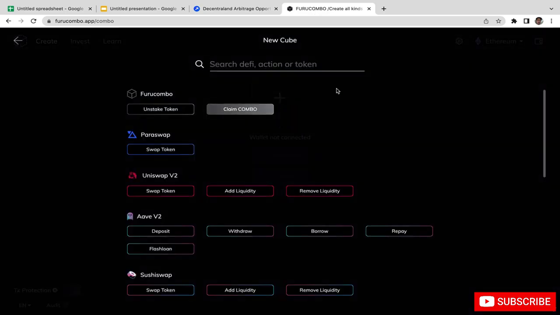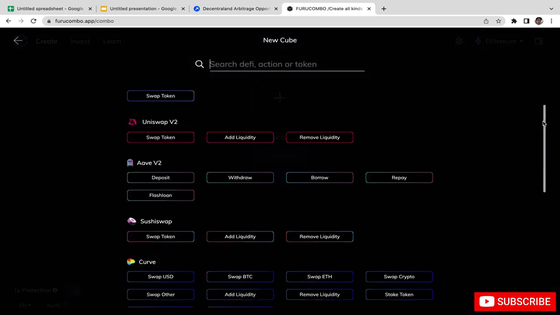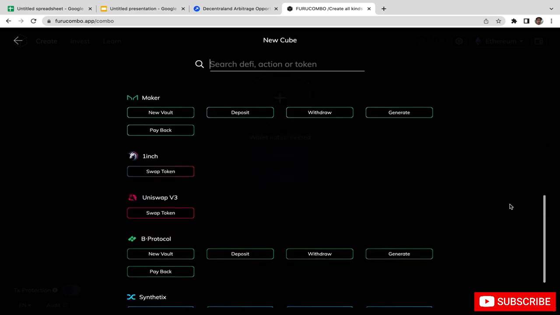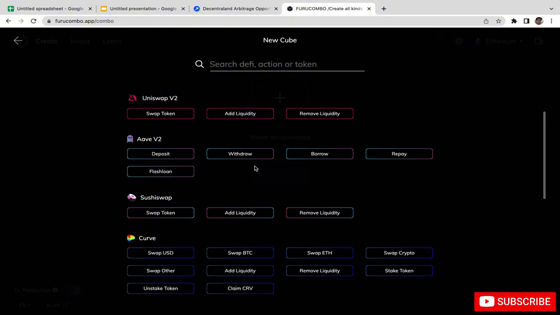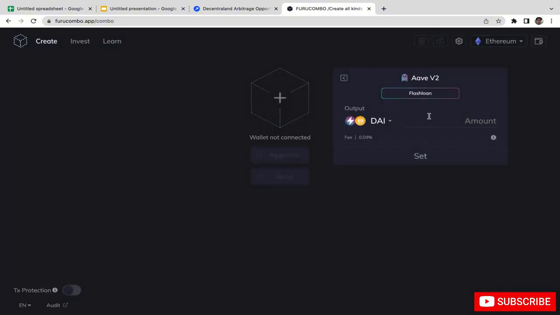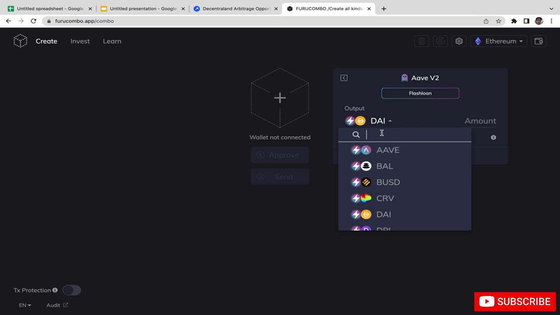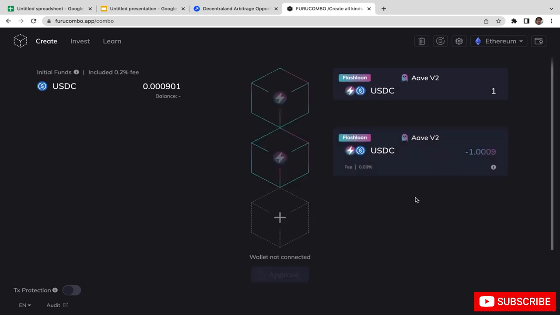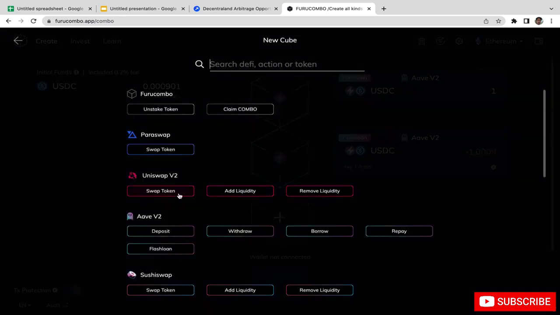Okay. First of all, as usual, after clicking the cube, the first thing that you need to pick here is Aave. So click on flash loan, and we're going to go with USDC. Let's say we just want to borrow $1, or 1 USDC, this time. Just use this small amount of money. So let's pick Uniswap v2.